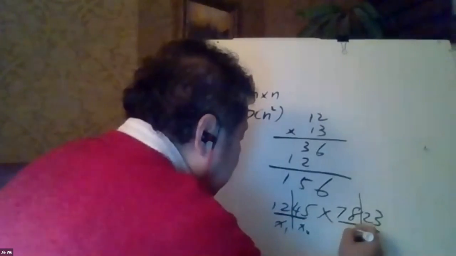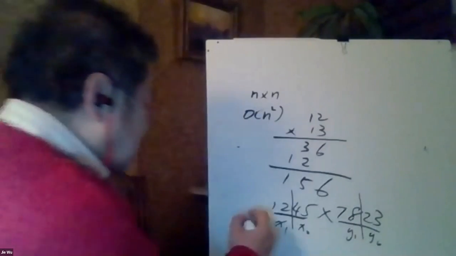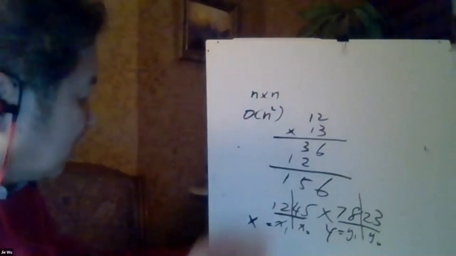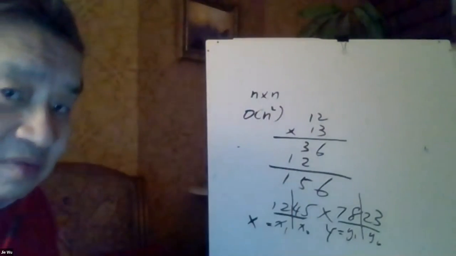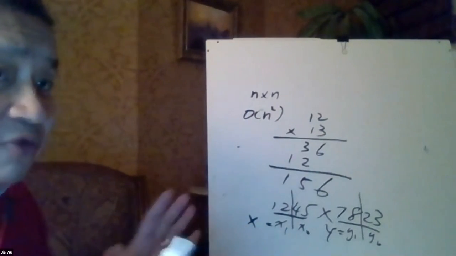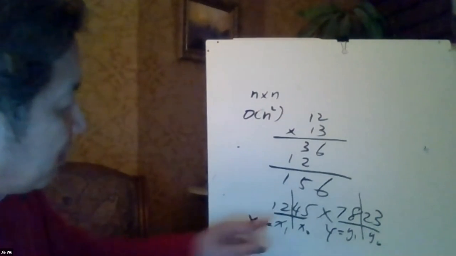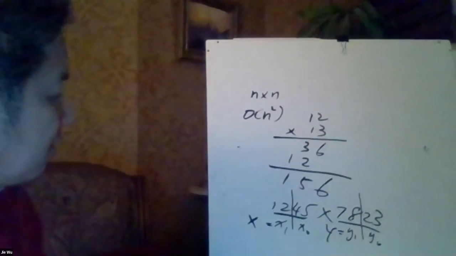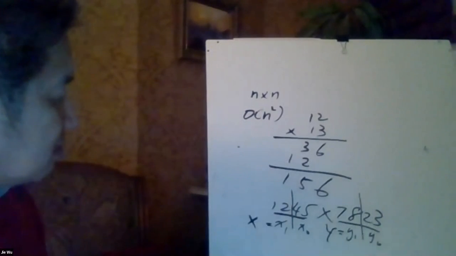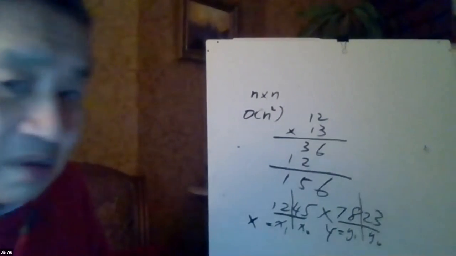X0, Y1, Y0. So you understand that? So this is X, this is Y. The key thing is that you separate these two, half and half. So basically when you do the calculation, you divide this into four different pieces. Again, you have a very large integer, each number is divided by half into two pieces, and you multiply these pieces. And that's the idea.